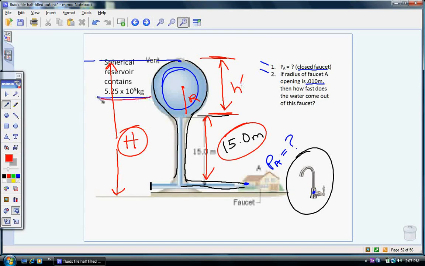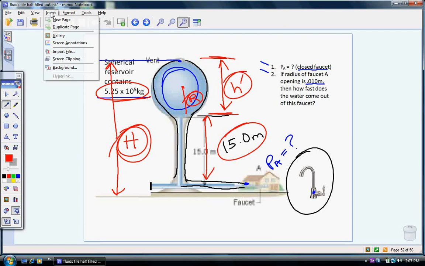Now, the fact that they gave us the mass of that water up there will help us get the radius, will help us get the diameter, or the additional height, and if we add that to 15, we'll get the total height. So that's going to be job 1. Ready? Let's rock and roll.